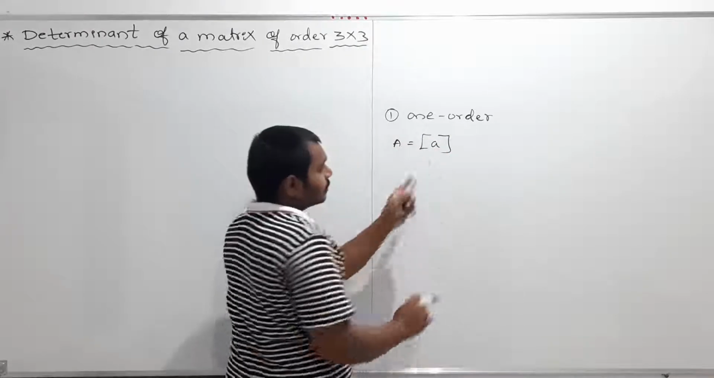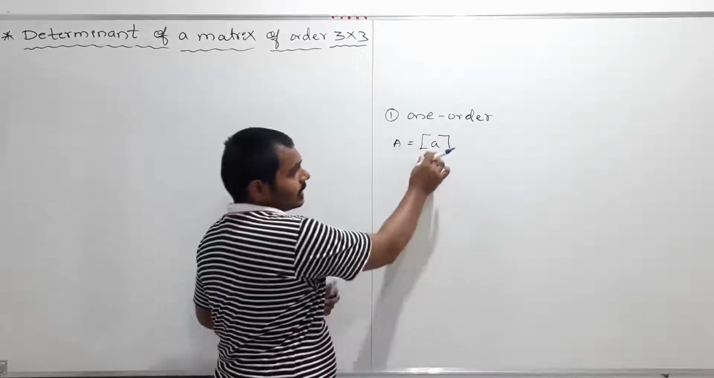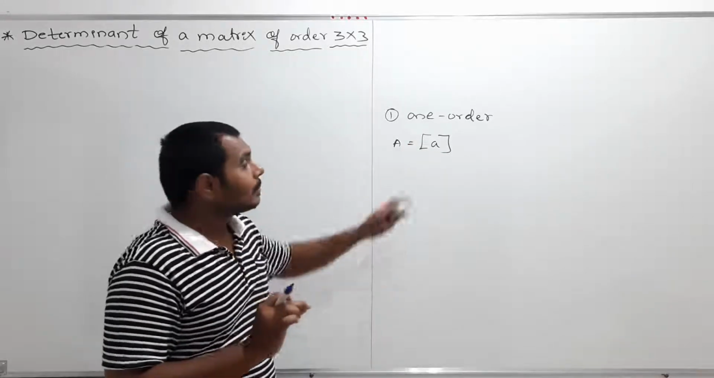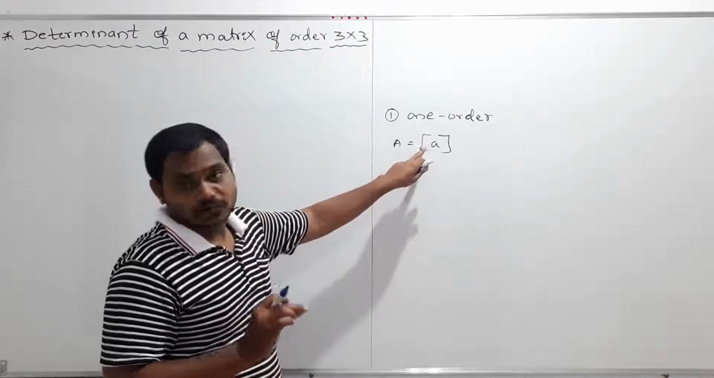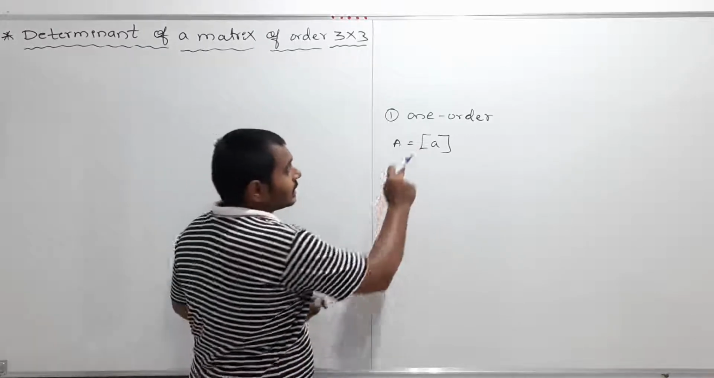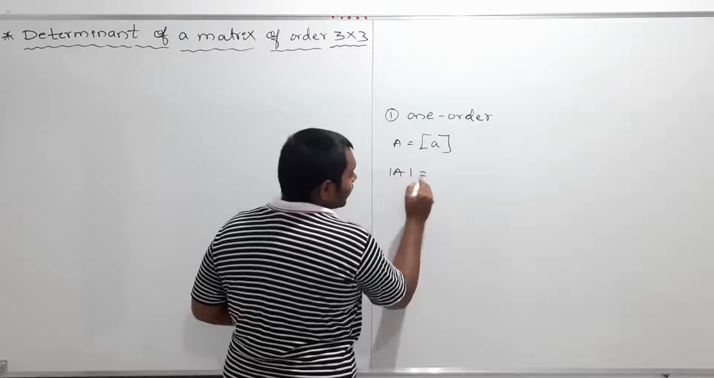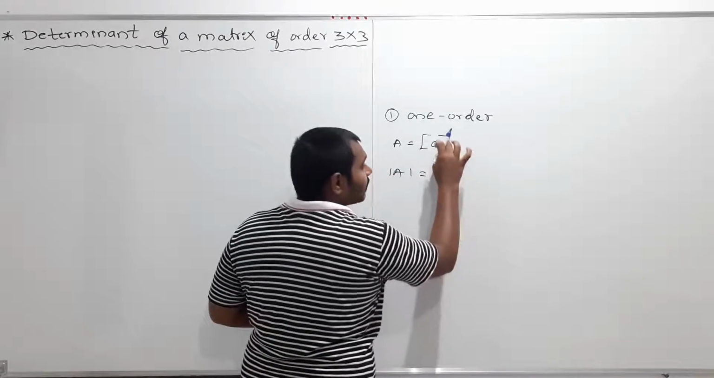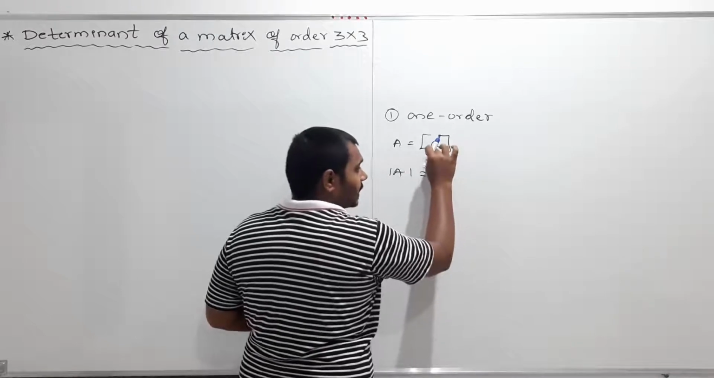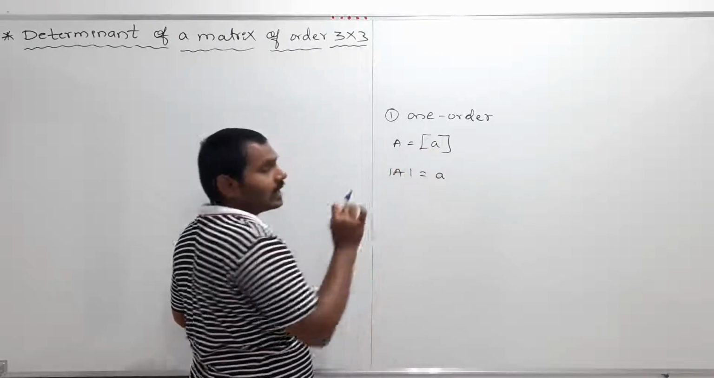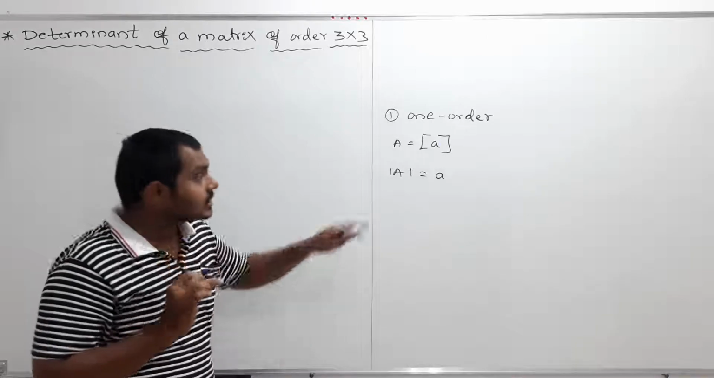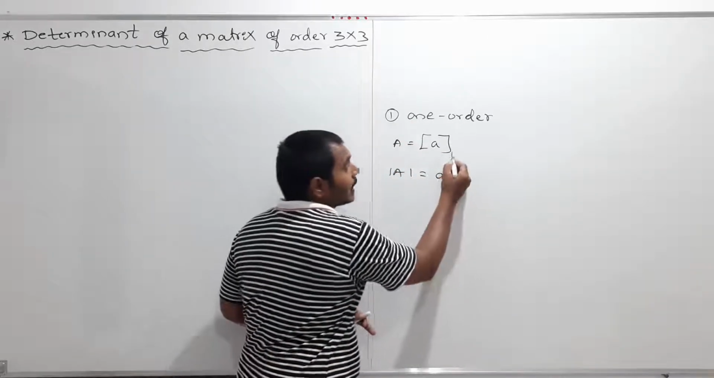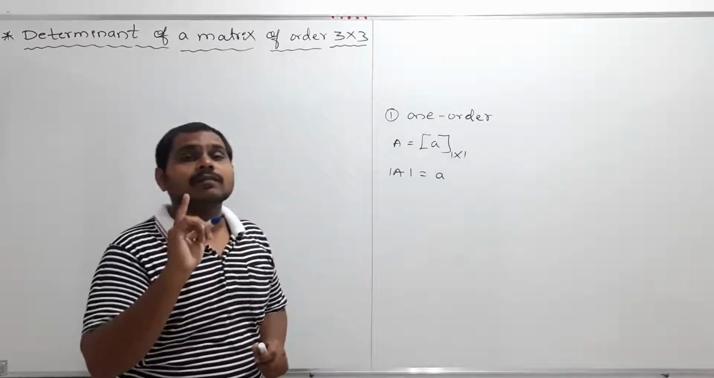Here A is the matrix of the order 1 cross 1. If the matrix given to you is of order 1, the determinant is denoted like this, clear? The determinant of this matrix is whatever element is inside this bracket. That is the determinant of the given matrix A. This is the case only if the given matrix is of order 1 cross 1, clear?